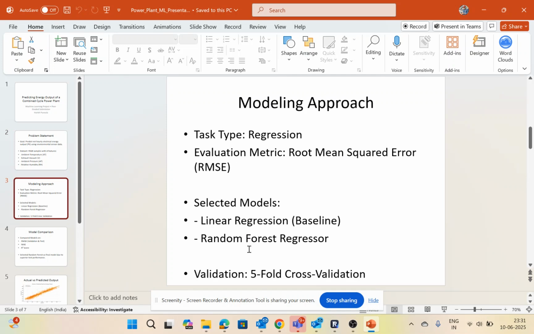I selected two models for comparison: linear regression, which is simple, interpretable, and serves as a great baseline, and a random forest regressor, which is a powerful ensemble model that can capture nonlinear interactions between variables. To validate the models before testing, I used five-fold cross validation on the training data to ensure that our results are not biased by a single train test split and give us a more robust sense of model performance.